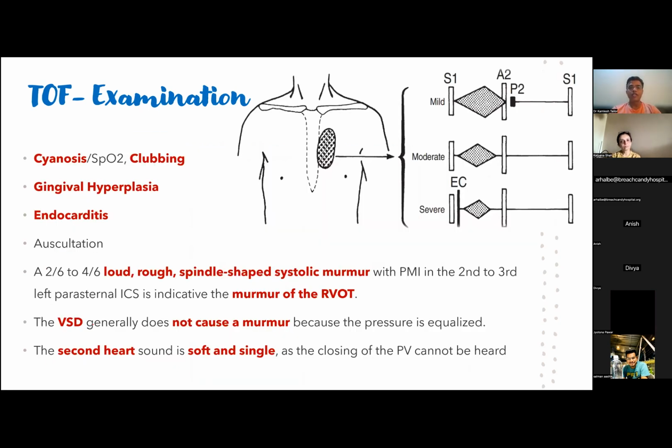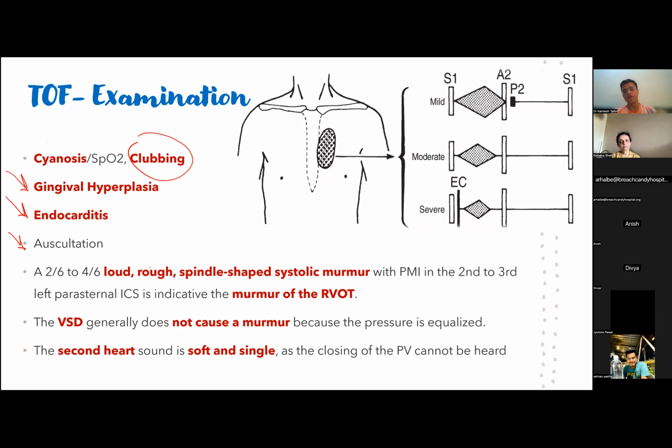Coming to the examination of tetralogy, obviously there will be varying degrees of cyanosis, as I mentioned, depending on the RVOT obstruction and mixing of RV and LV blood. Because of the cyanosis, clubbing will also be present. Gingival hyperplasia is usually present in a later age group of presentation, and there can be endocarditis also.